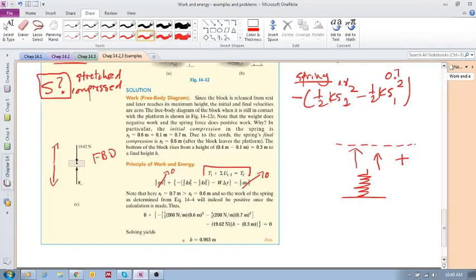Okay, and we solve and we get height equal to 0.963. The weight is doing negative work because the block is moving up and the force of weight is down. The spring is doing positive work because the spring force is up and the motion is up. Okay, all right, cheers.